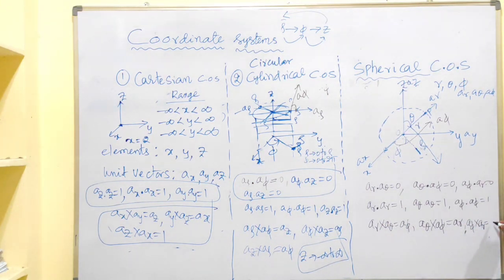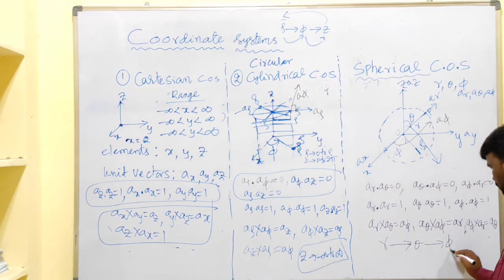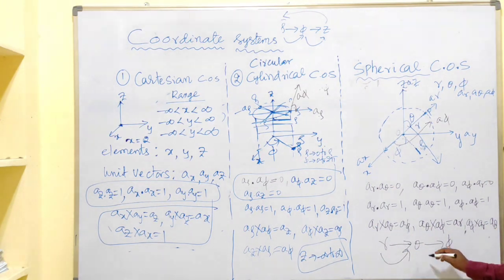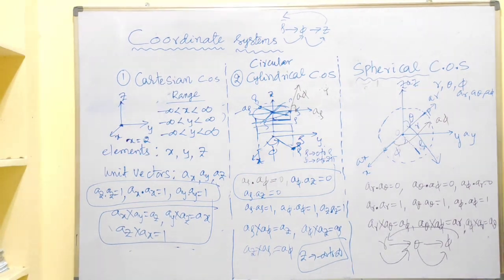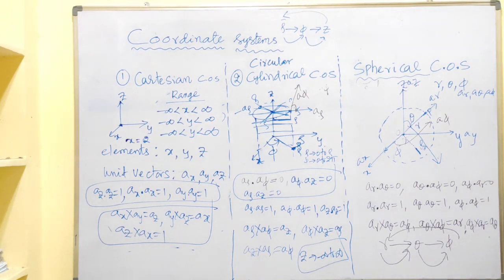the second one, that is A theta, like this, that is R theta pi. If you move in this direction, AR to A theta gives A pi, A theta to A pi gives AR. AR to A theta gives A pi. A pi cross AR gives A theta. This is all about the dot product and cross product of these unit vectors.